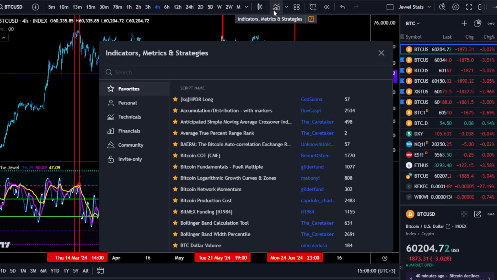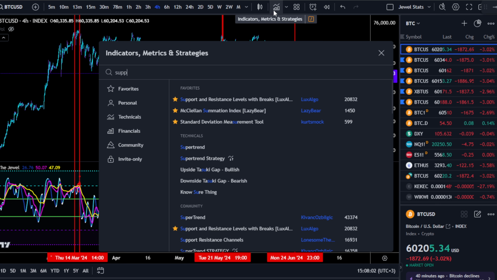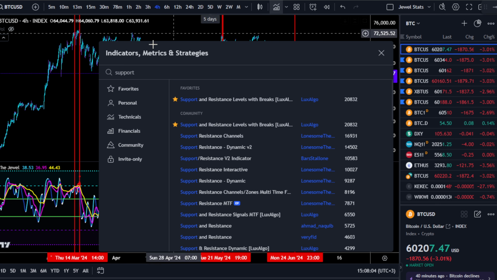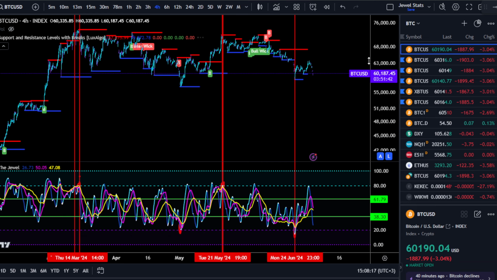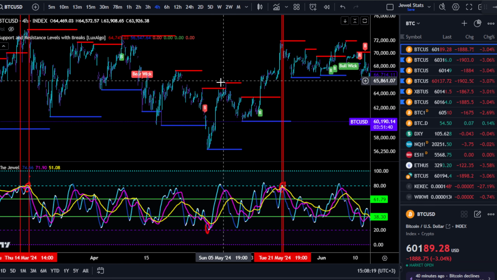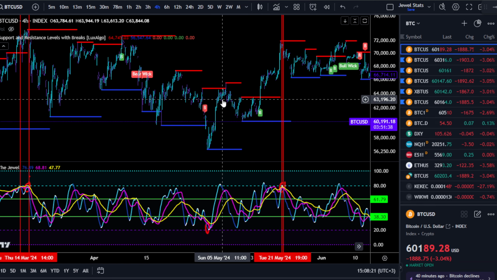It is called the support and resistance Lux Algo indicator. If you just type in support on the public library, it'll pop up by Lux Algo. It's called support and resistance levels with breaks by Lux Algo. It's got close to 21,000 likes as of the recording of this video. And I'll put it on my chart right now so you can see what it looks like. It'll plot these lines in the background.